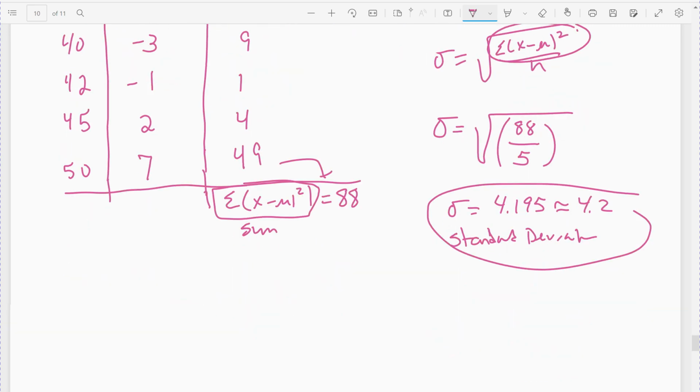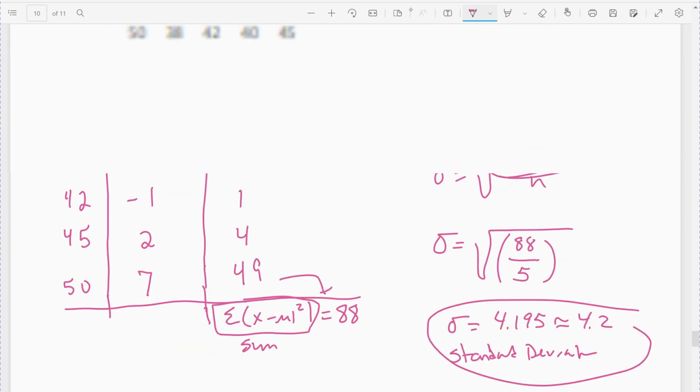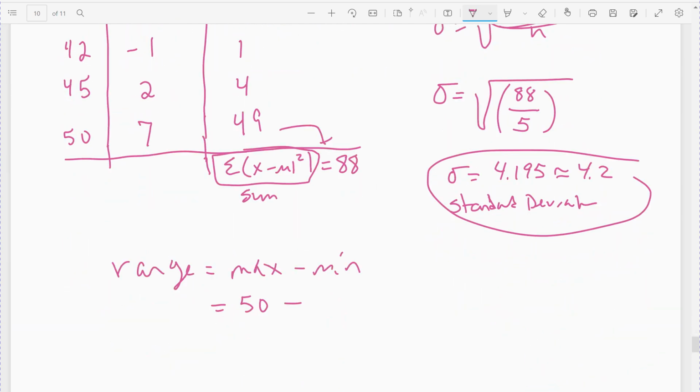That's the hard part. The last thing, so I don't forget, is to find the range. Remember, the range is just the maximum value minus the minimum value. The maximum value was 50. My minimum value was 38. My numbers land between 38 and 50, so that's the range. So my numbers land over a 12-unit span.